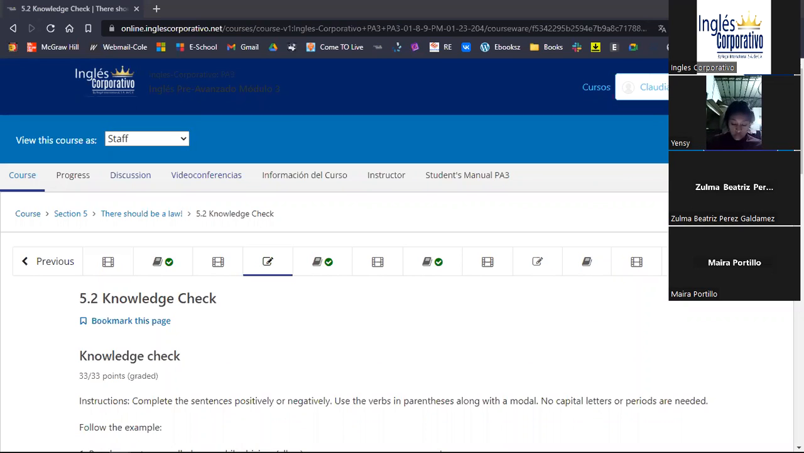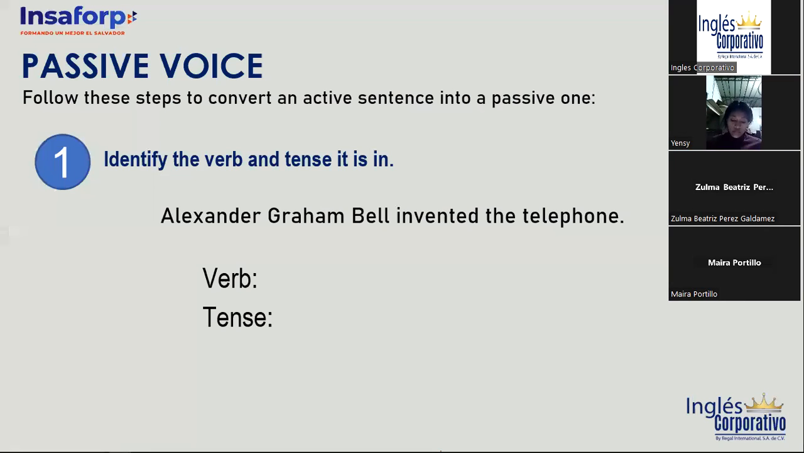So let's go ahead and continue talking about the passive voice, okay? Yesterday we were talking about the use of passive voice. And we were saying that the object of the active voice becomes the subject of the passive voice, right? And we're going to practice a little bit over here.